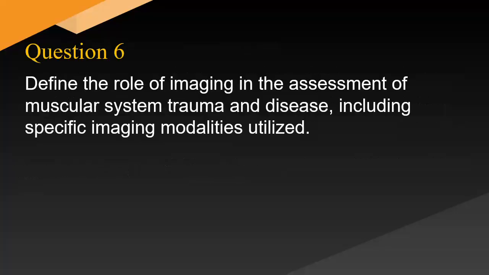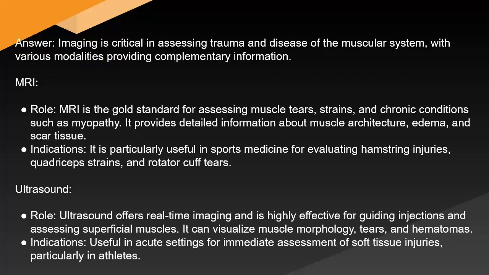Define the role of imaging in the assessment of muscular system trauma and disease, including specific imaging modalities utilized. Answer: imaging is critical in assessing trauma and disease of the muscular system, with various modalities providing complementary information. MRI role: MRI is the gold standard for assessing muscle tears, strains, and chronic conditions such as myopathy. It provides detailed information about muscle architecture, edema, and scar tissue. Indications: it is particularly useful in sports medicine for evaluating hamstring injuries, quadriceps strains, and rotator cuff tears.